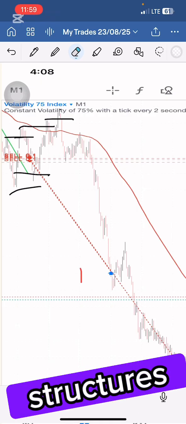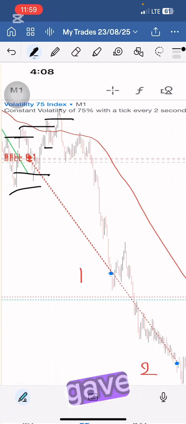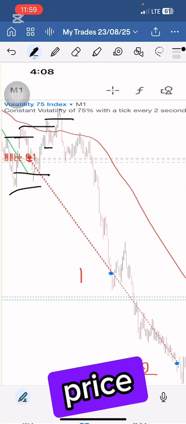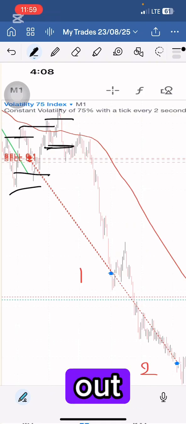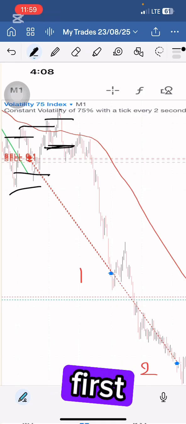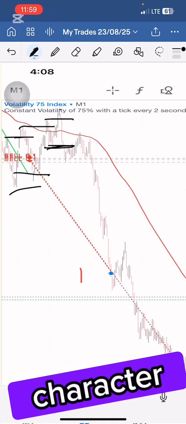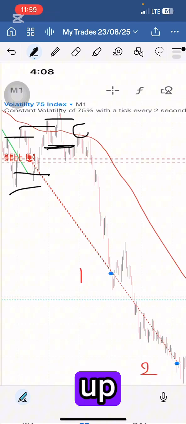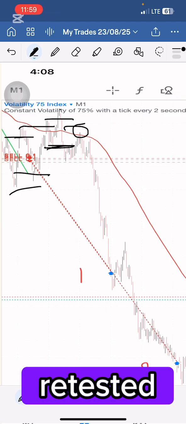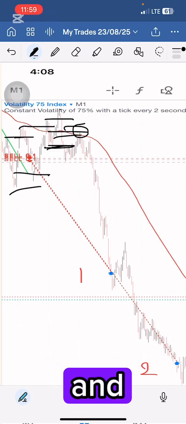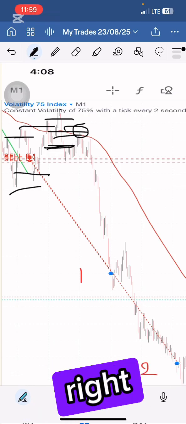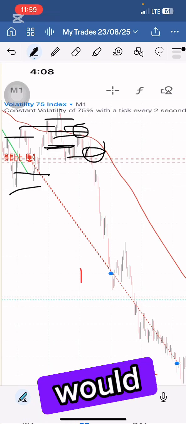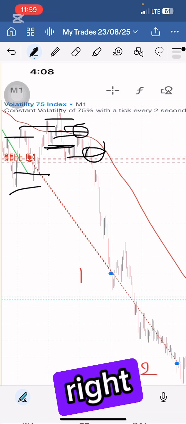A series of break of structures that price gave. Then again, price came down and took out this low for the first time, which is a change of character. As soon as you see that, price went up, retested this level and dropped. That would have been the right entry. This area would have been the right entry, right?